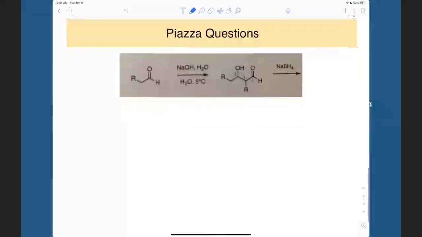All right, and this is another one that people wanted reviewed. So this is our basic Aldol reaction, but I'll draw out the steps again. The things we want to note is that we are at reduced temperature, so we have 5 degrees C. That means that we'll be able to control the E1cB elimination. We have sodium hydroxide and water.